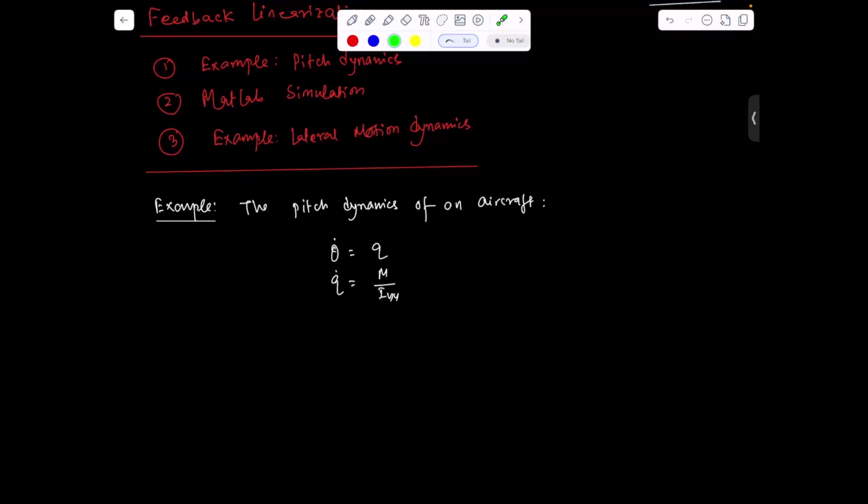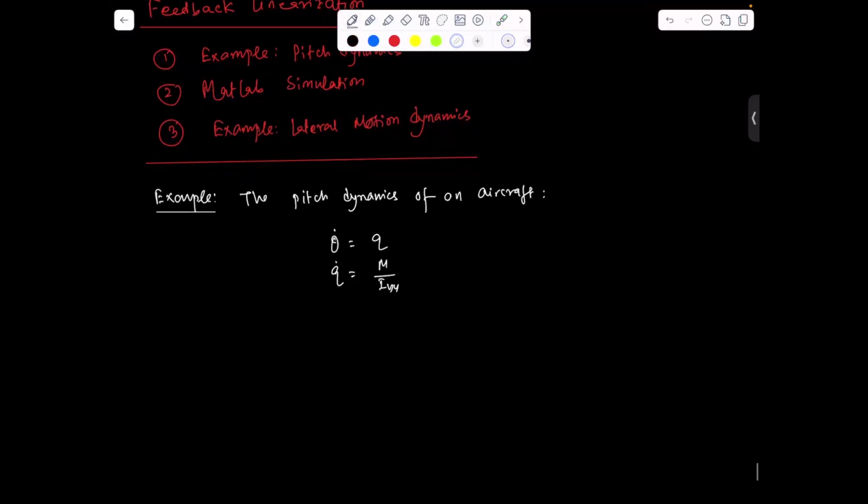So here we can write the pitching moment, which is M, as M equal to M naught plus M alpha alpha plus M q q plus M delta E delta E. These are the terms we have already defined in the last lecture. And here delta E is the only control, which is basically the elevator deflection to control the pitch motion.